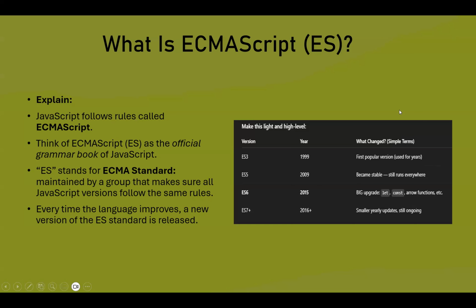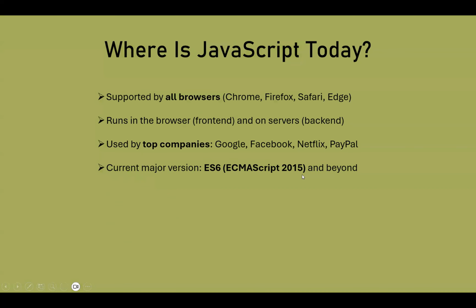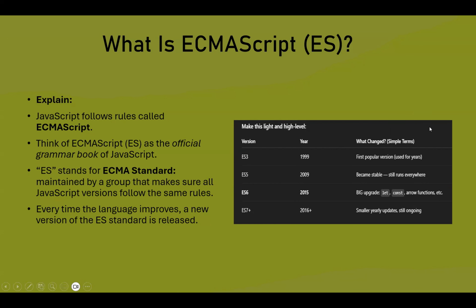So these are some of the changes that just happened. So the version, the year it came out, and what changed. So it's ES3, 1999. It was the first popular version. So this was the first one that became popular.